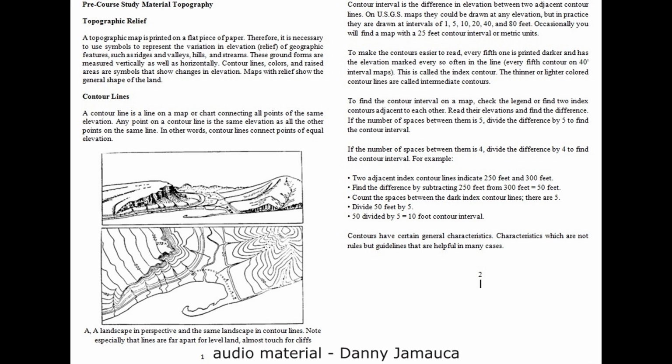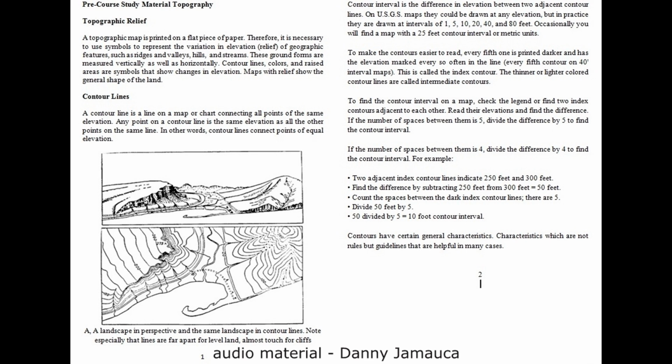Contour interval is the difference in elevation between two adjacent contour lines. On USGS maps they could be drawn at any elevation, but in practice they are drawn at intervals of 1, 5, 10, 20, 40, and 80 feet. Occasionally you will find a map with a 25 feet contour interval or metric units.